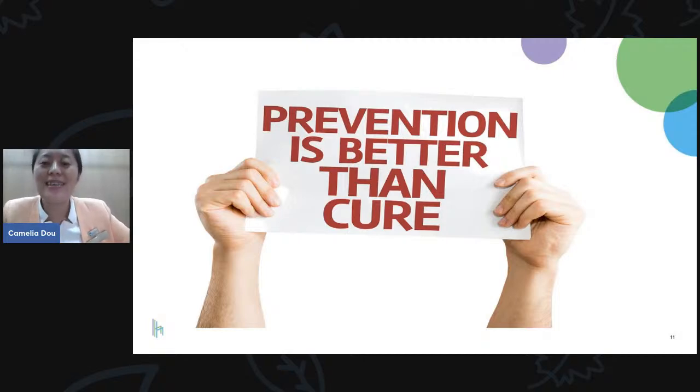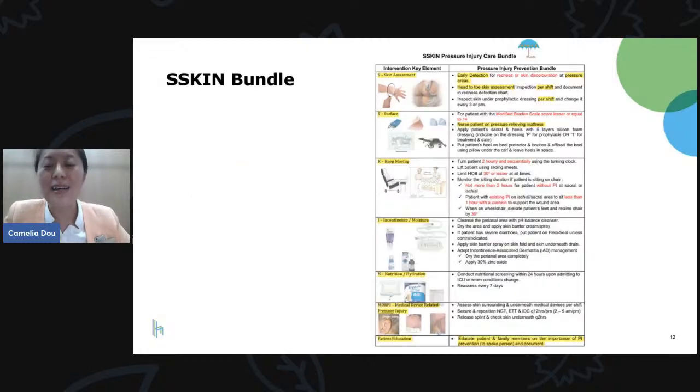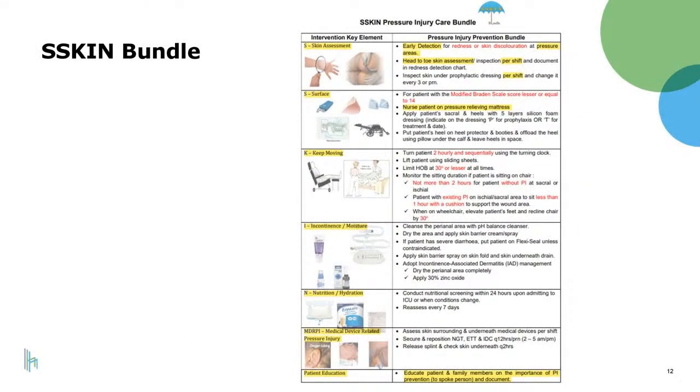Okay, we all see, prevention is always better than cure, because once a patient develops a stage 4 pressure injury, it takes months to heal and is also very, very costly. So we always do prevention to stop it from happening. How do we do prevention? We use what we call the SSKIN bundle. We're looking at these areas: skin assessment, surface, keep moving, incontinence, and nutrition, even medical device related.